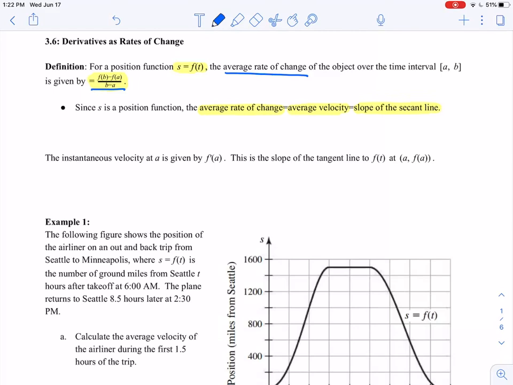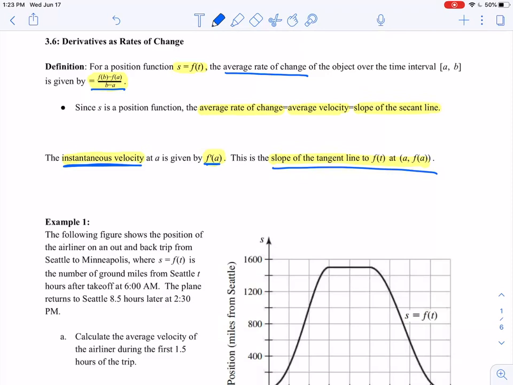Now, notice we haven't actually talked about the derivative yet. The instantaneous velocity is different than average velocity. The instantaneous velocity, the velocity at a given second a, is given by f prime of a, and this is the slope of the tangent line to f of t at (a, f(a)). So remembering that the derivative tells us the slope of the tangent line, it also represents instantaneous velocity, instantaneous rate of change rather than average rate of change.